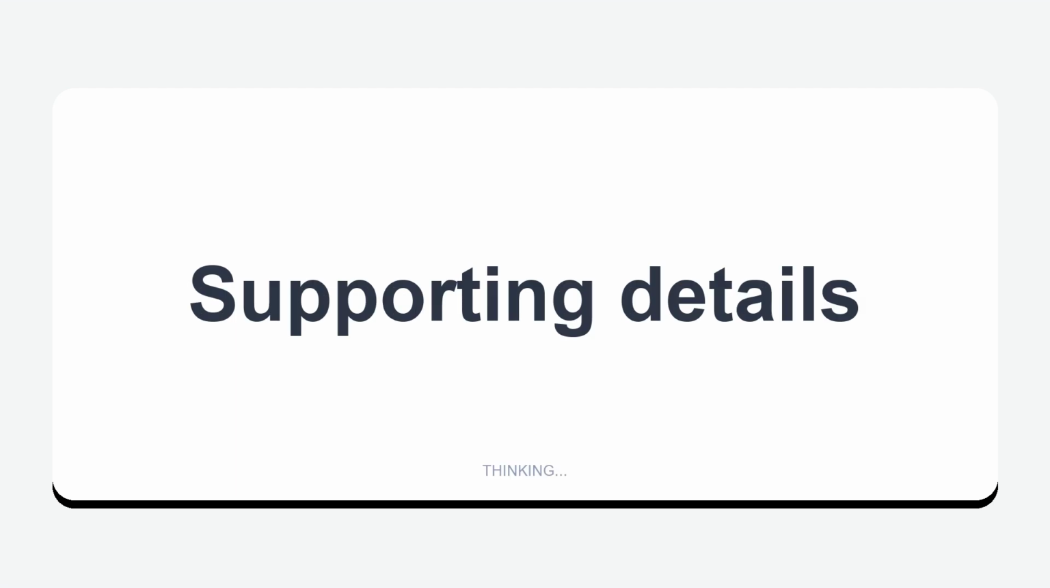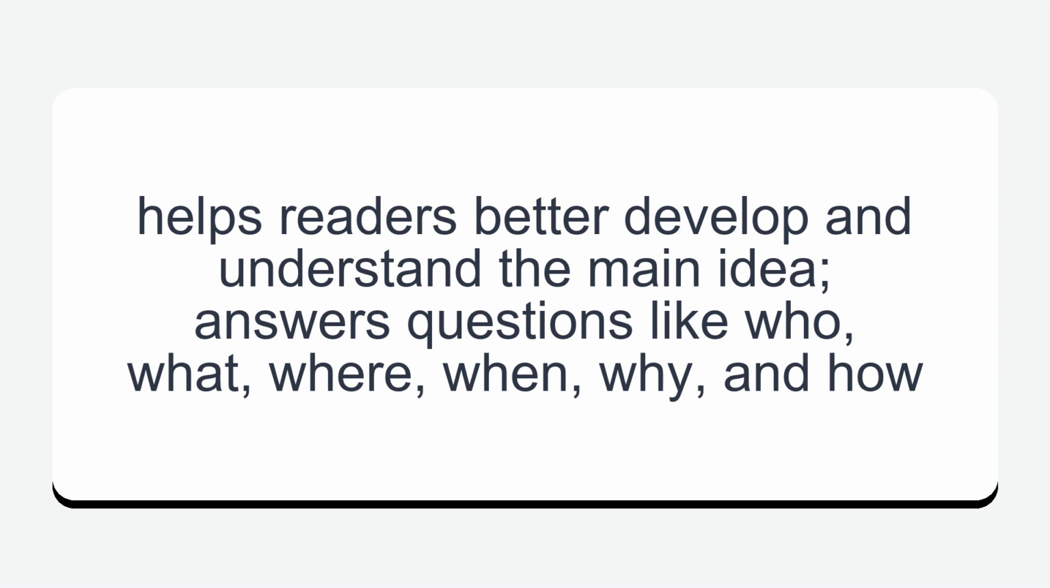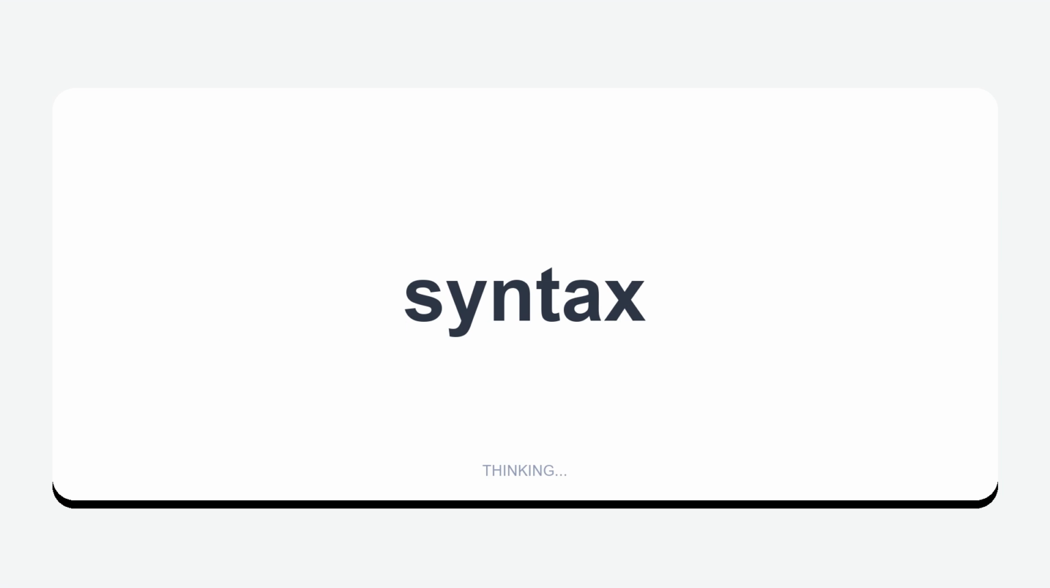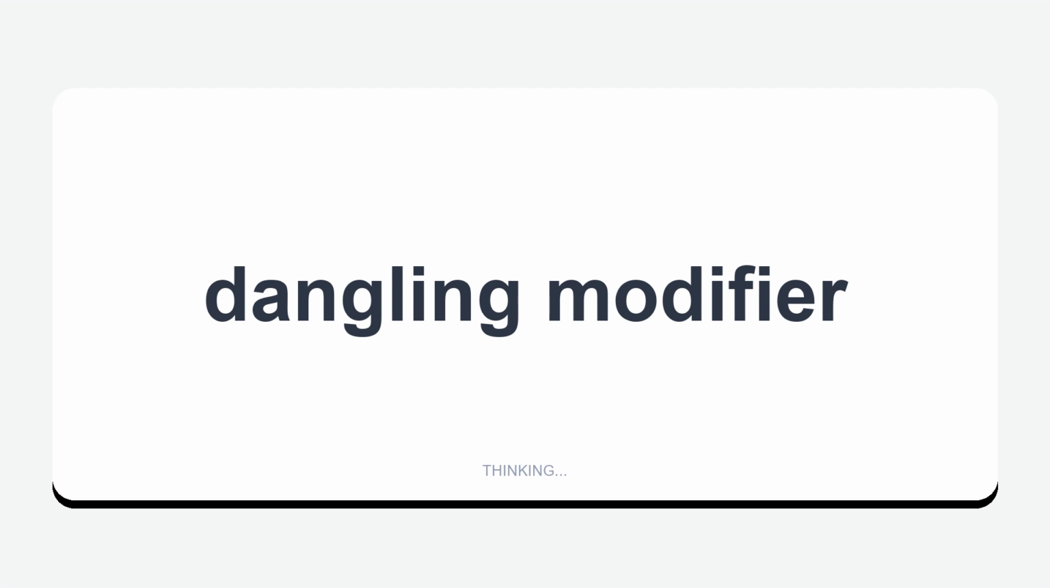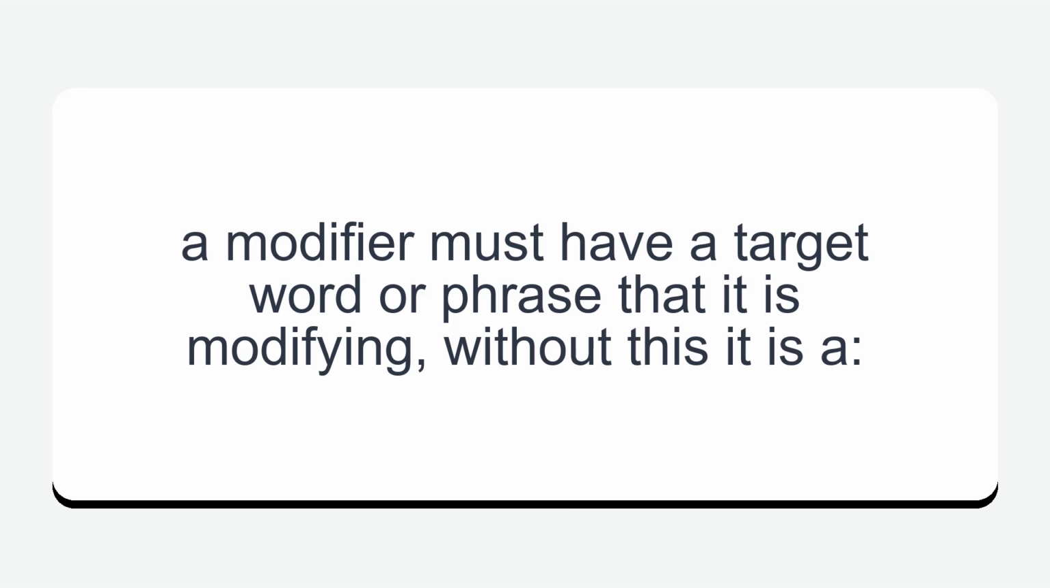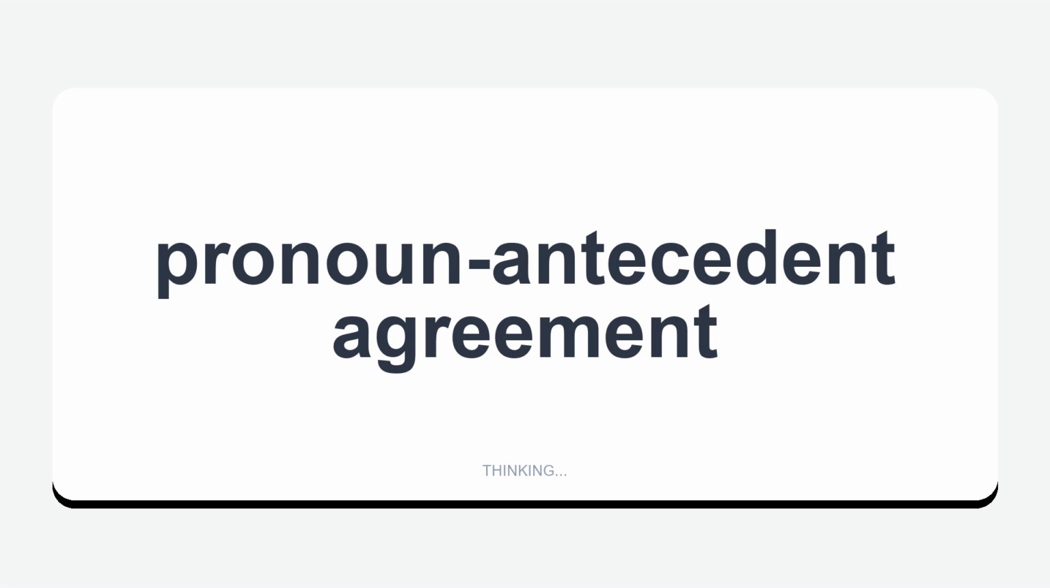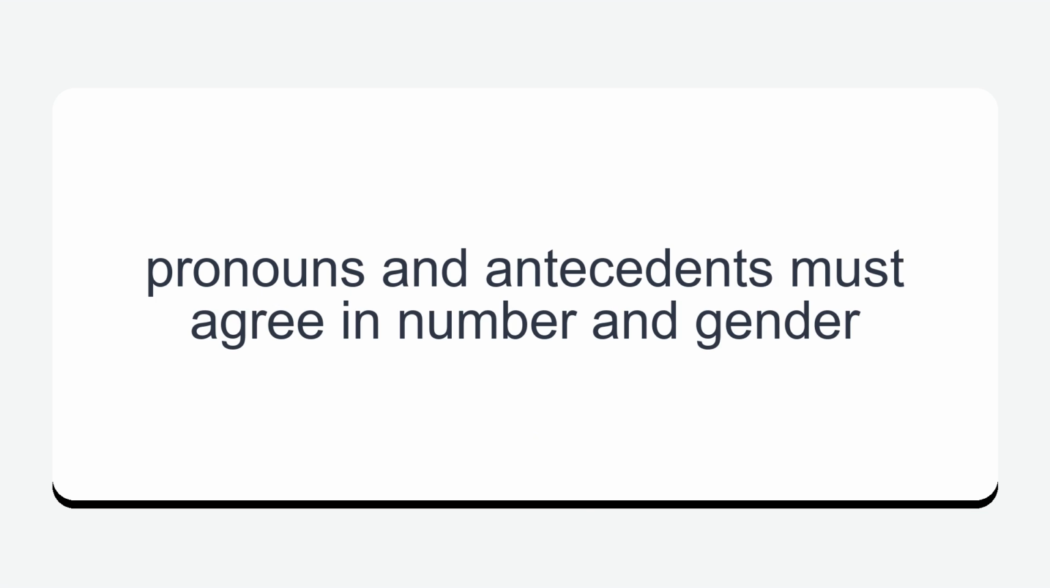Supporting details: help readers better develop and understand the main idea, answering questions like who, what, where, when, why, and how. Syntax: the arrangement of words and phrases to create well-formed sentences in a language. Dangling modifier: a modifier must have a target word or phrase that it is modifying. Pronoun antecedent agreement: pronouns and antecedents must agree in number and gender.